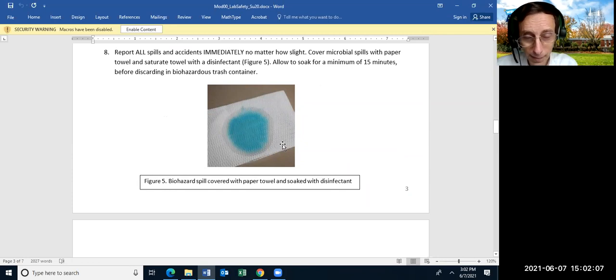Obviously, you won't be in the lab, so you won't be doing that, but if you were in the lab, you should do that. You need to know that. Cover the area with a paper towel, like here, and then put disinfectant on it to kill the microorganisms. Let the disinfectant soak for 15 minutes before you pick it up, and then put this in the biohazard container. For other students, if this were on the floor, walk around this area.